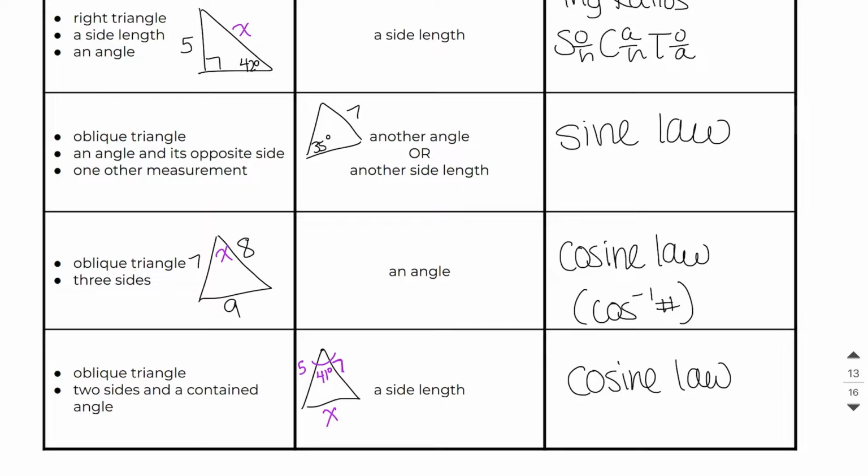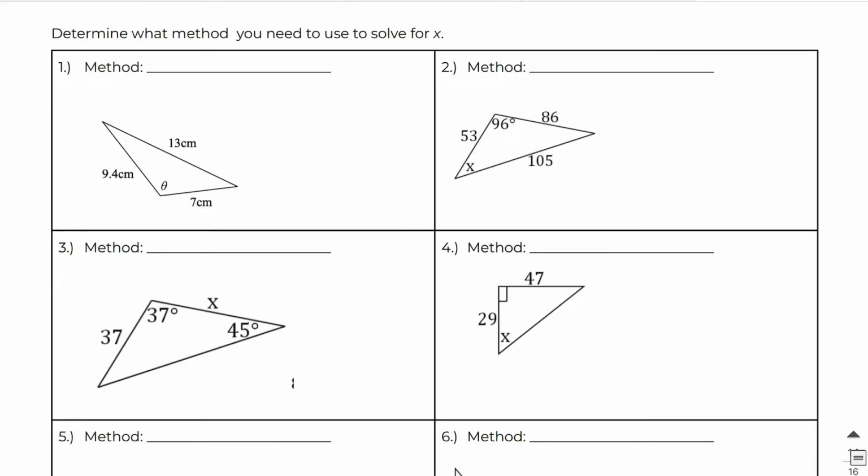Okay, so let's put this to practice. So for these questions, I'm not going to actually solve them. I'm just going to determine what method I need to use to solve for x. So in this first question right here, the information that's given to me is, I'm told, 3 side lengths. And what I want to find out is the missing angle.